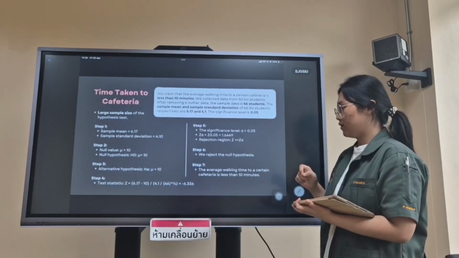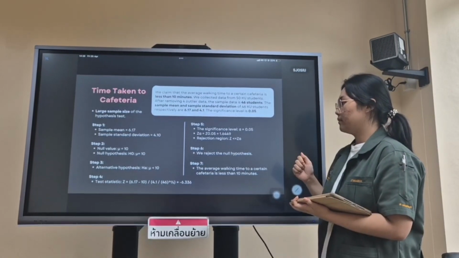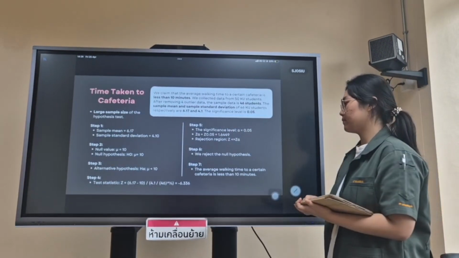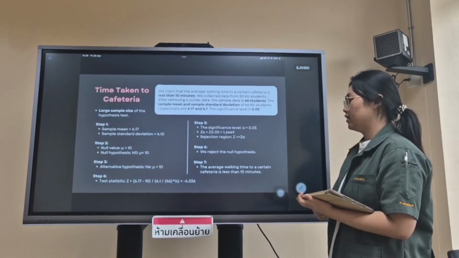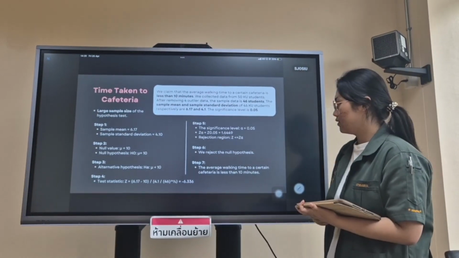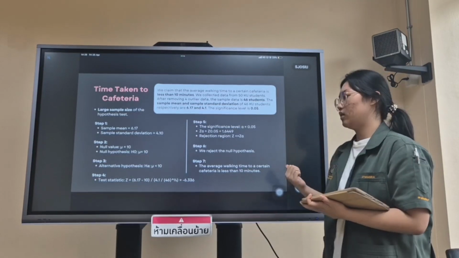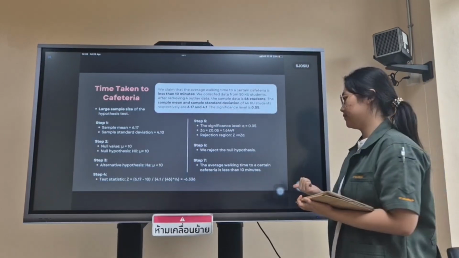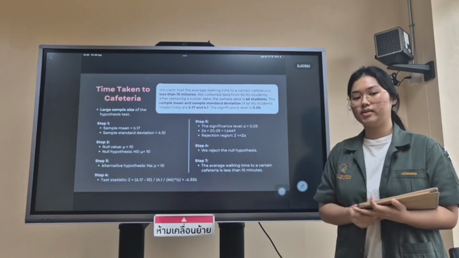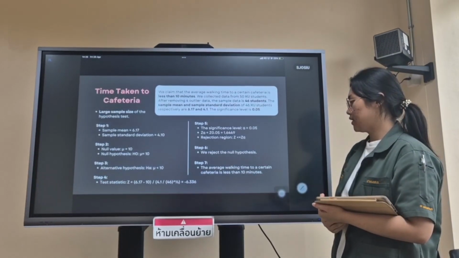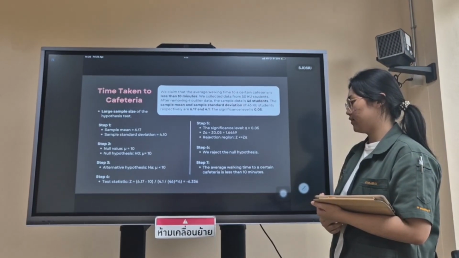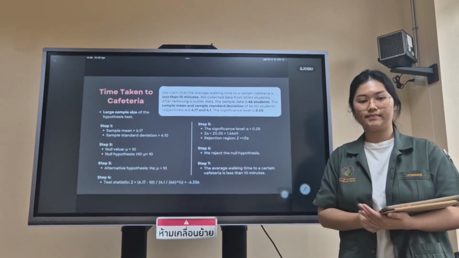will be less than or equal to negative 1.6449. Then the test statistic is less than the rejection region, so we reject the null hypothesis. And the conclusion is the average walking time to a certain cafeteria is less than 10 minutes.